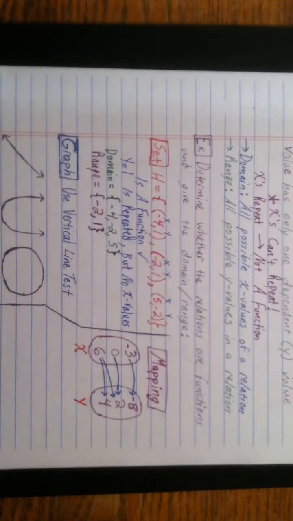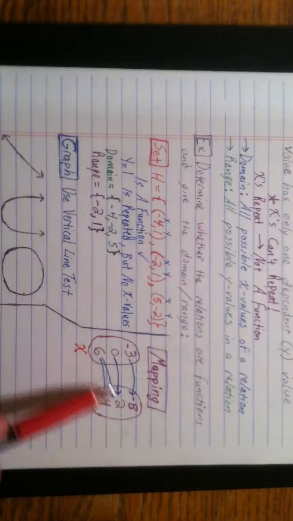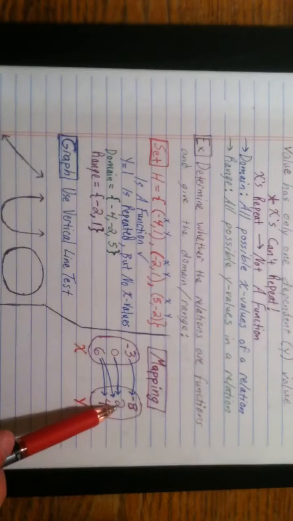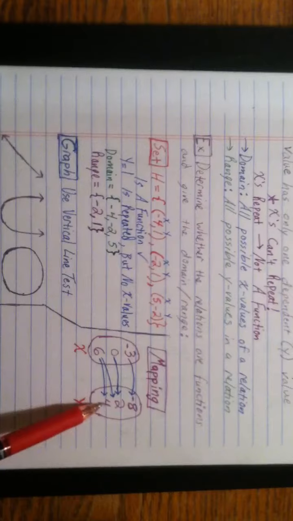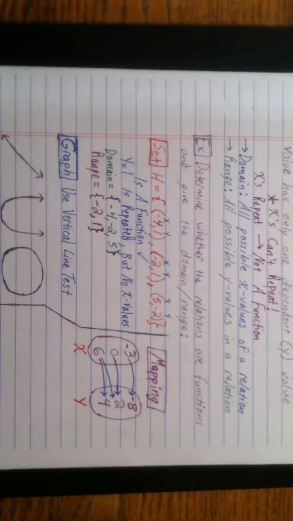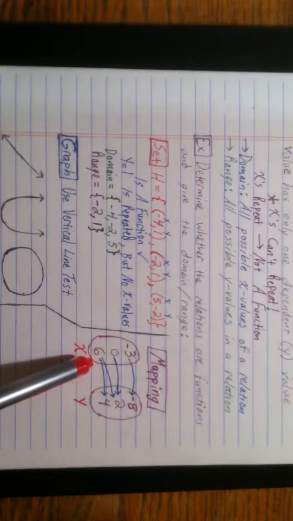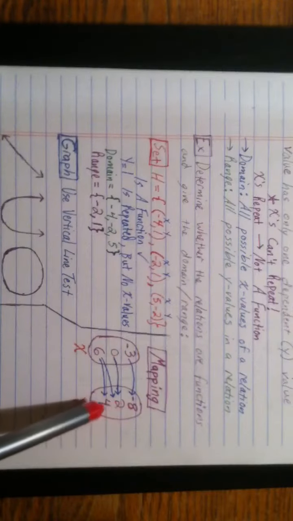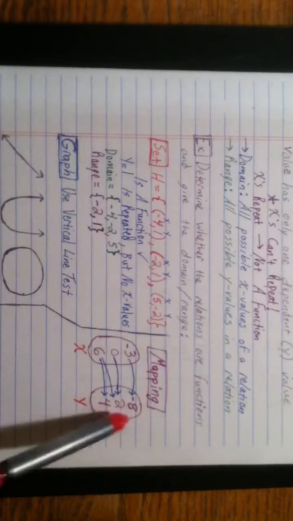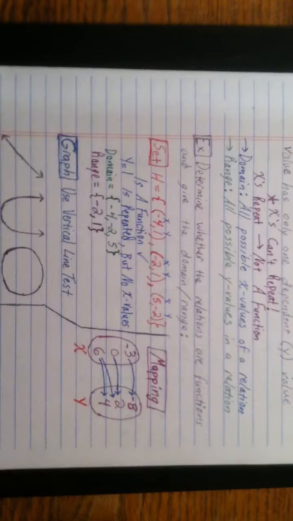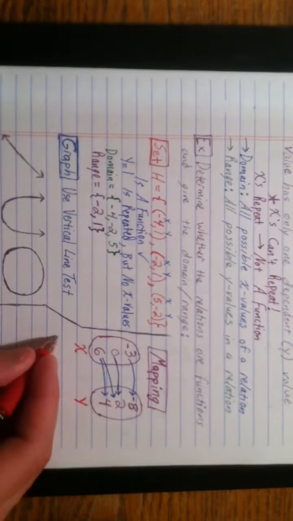So if we look at it, we see the x value of 6 is mapped to 2 different y values. It's mapped to the value 2 and also mapped to the value 4. And because of that, that means it's not a function. We have an independent x value that doesn't only have 1 dependent y value, it has 2 dependent y values. So it's not a function because the x equals 6 is repeated.